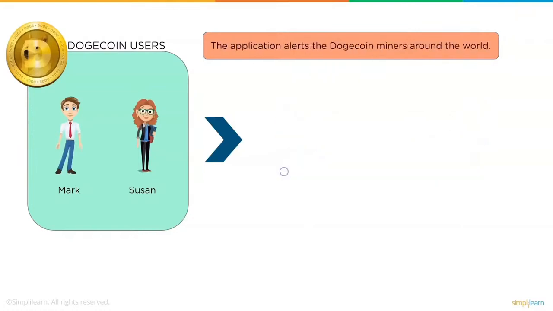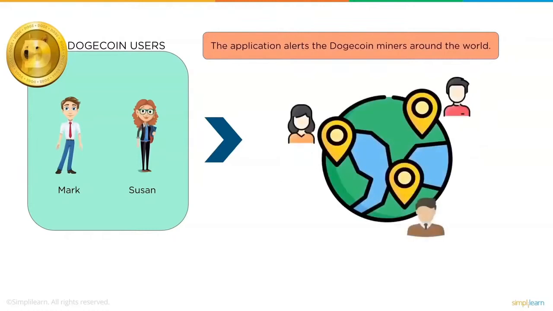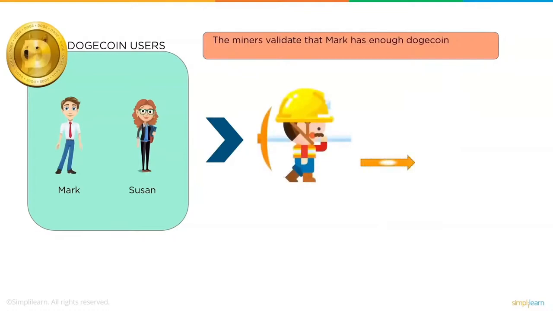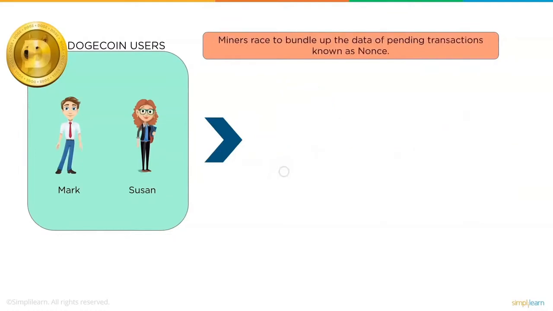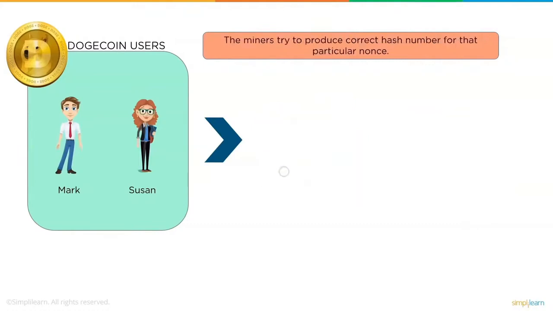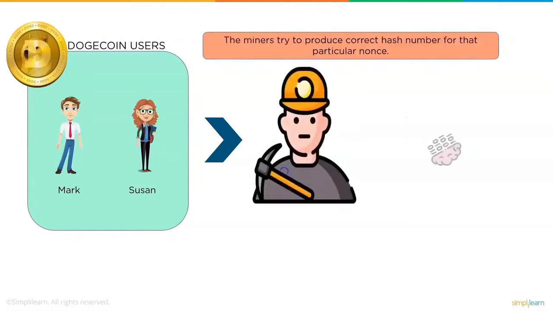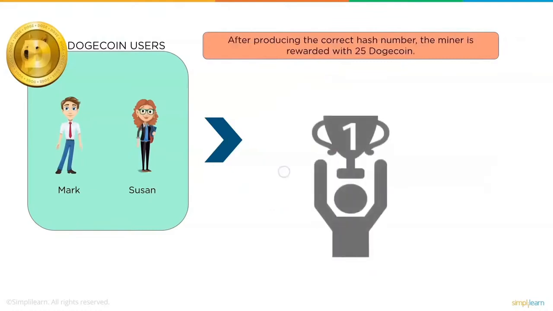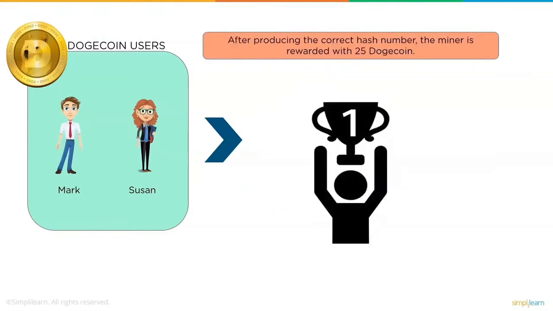Then the application alerts all the Dogecoin miners around the world to proceed further with the process. The Dogecoin miners validate whether Mark has enough Dogecoin to make the payment or not. And after the validation process, they approve the transaction request. Dogecoin miners race with each other to collect all the data of the pending transaction, known as the nonce. The miners then apply a mathematical function to produce the correct hash number for that particular nonce of the pending transaction. The miner who successfully produces the correct hash number is rewarded with 25 Dogecoin in his account.